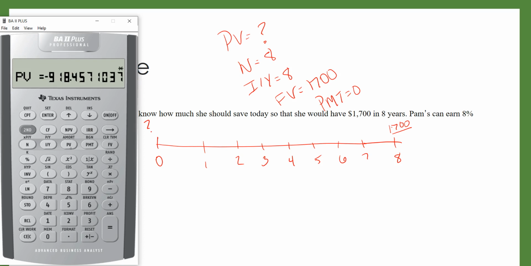So she must take $918.46 out of her pocket, put it into a savings account that she cannot touch for 8 years, so that she would have $1,700 in 8 years. So if we wanted to say how much should she save today, the answer would be $918.46. That negative sign is for interpretation purposes, and it's there because your calculator is solving a different equation.